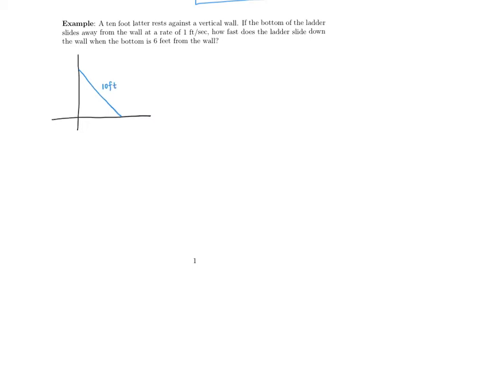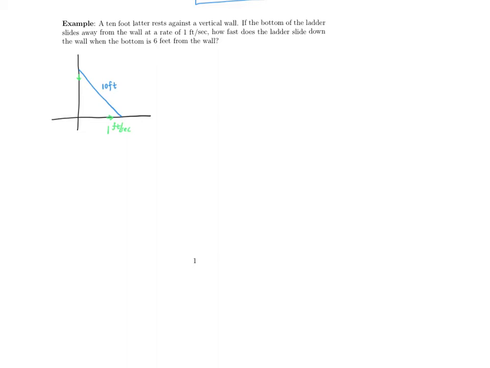We are told the bottom of the ladder slides away from the wall at a rate of 1 foot per second. So I'm just going to note that the bottom of this ladder, with an arrow indicating away from the wall, moves away at a rate of 1 foot per second. And note, just for fun, when the bottom of the ladder is sliding away from the wall, there's no possible choice except that the top of the ladder would also be sliding, in this case, down the wall. And what we would like to determine is how fast does the ladder slide down the wall when the bottom is 6 feet from the wall.